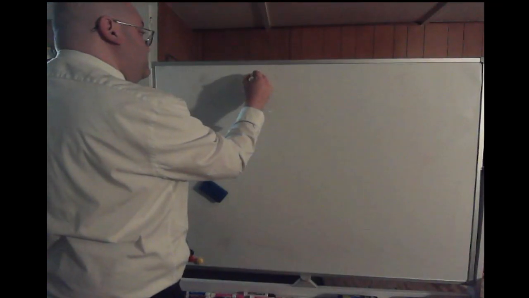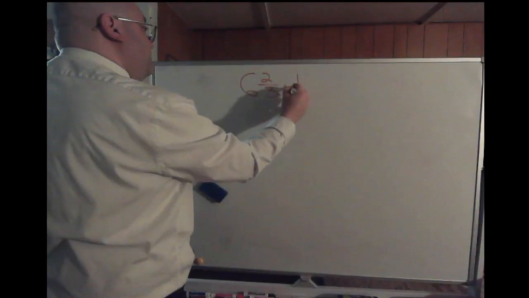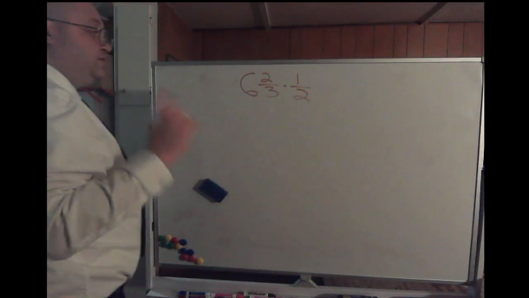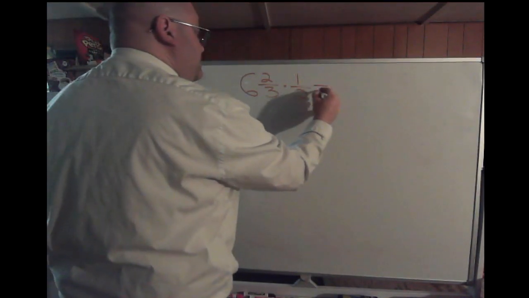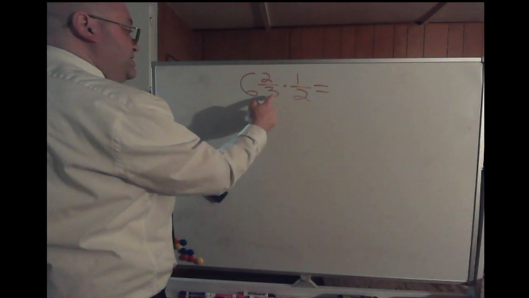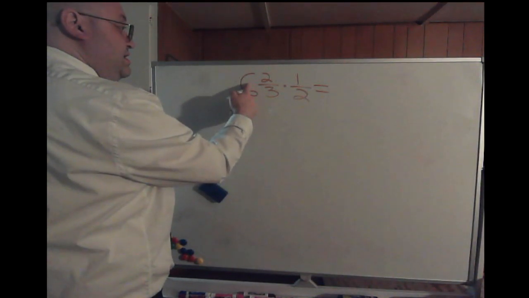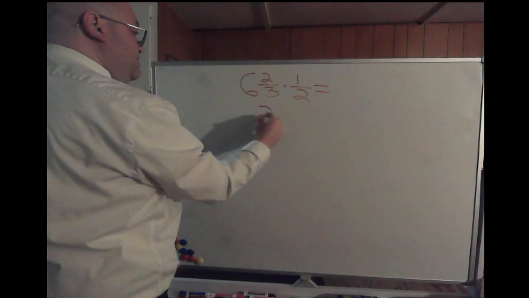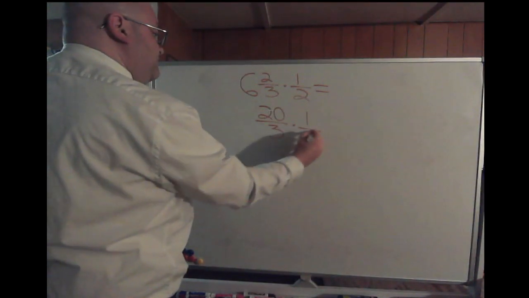Alright, we have 6 2/3 times 1/2. So you have a mixed number times a fraction. First thing I would suggest is change that mixed number into an improper fraction. If we recall from basic math, to change this into an improper fraction, you take the denominator times the whole number. So 3 times 6, you would get 18. And then you add the numerator to that result. So 18 plus 2 is 20. You would get 20/3 times 1/2.